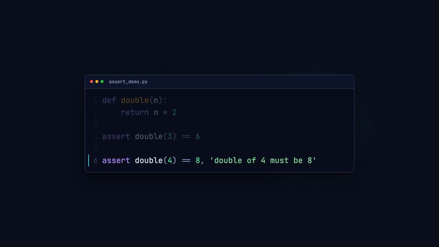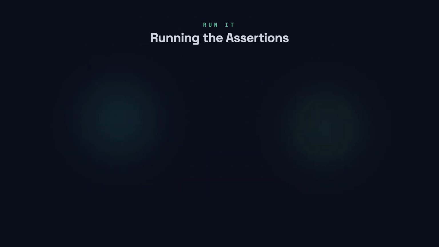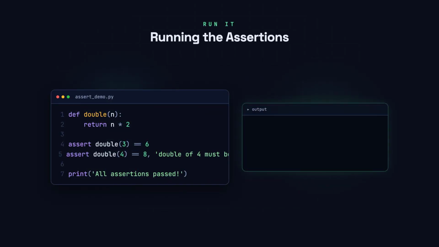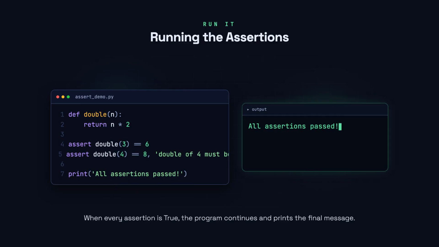You can also add a helpful message after a comma. If this assertion ever fails, Python includes that message in the error, so you know exactly what went wrong. When we run the file, both assertions pass because the function is correct. Python prints all assertions passed, no errors, no surprises.